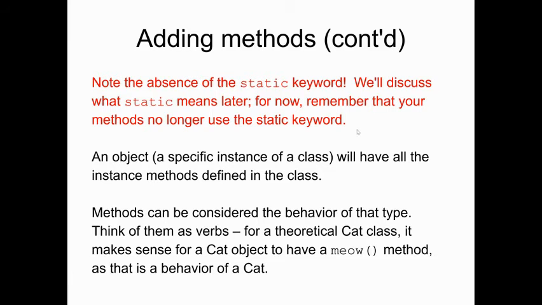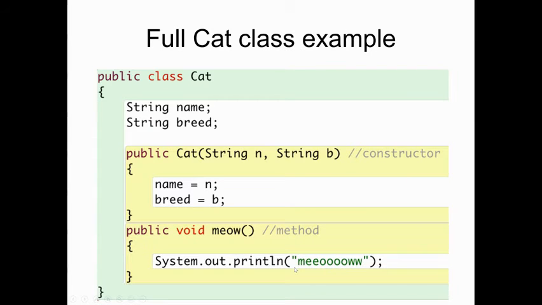use the static keyword. An object, a specific instance of a class, will have all the instance methods defined in the class. Methods can be considered the behavior of that type. Think of them as verbs. For a theoretical cat class, it makes sense for the class object to have a meow method, as it is a behavior of a cat.